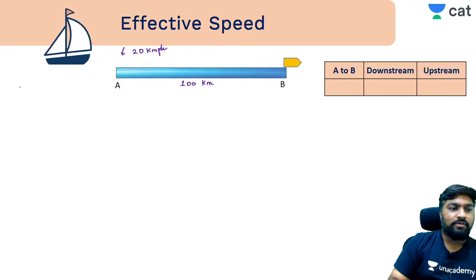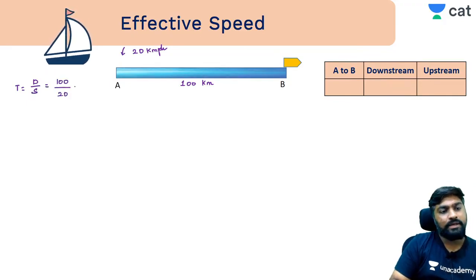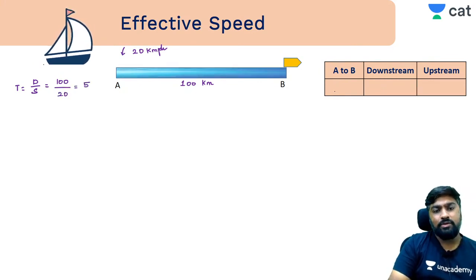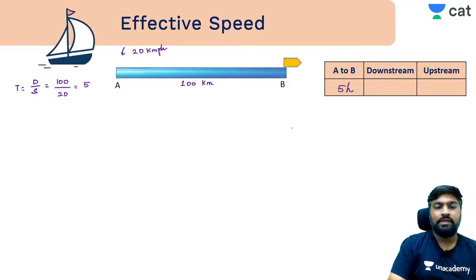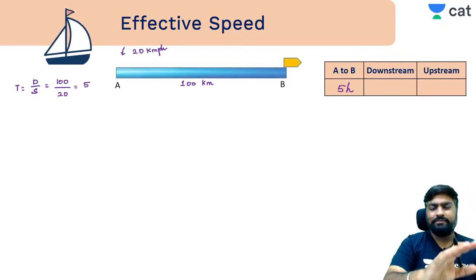Very good, beautiful. So we all know that time is nothing but distance upon the speed taken, right? So what is the time? What's the distance? 100 kilometers traveled at a speed of 20 kilometers per hour. That's 5 hours. So from A to B, it's going to take 5 hours for this boat to reach, right? Beautiful. This is something that we know.